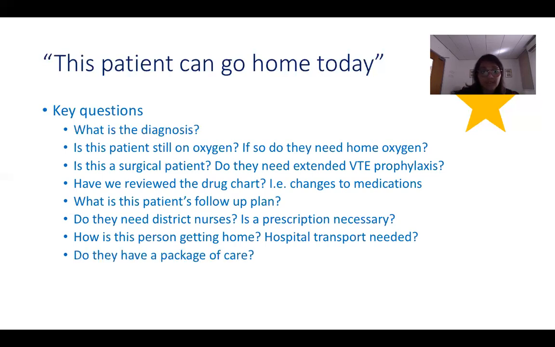Do they have a package of care? So I'm sure you will have seen it by now, but essentially on the wards, quite often consultants or registrars will say this person is medically fit or medically optimized, but that doesn't always correlate to when they actually go home. Because quite often they are awaiting a package of care. Either they need a new package of care or they need their package of care increasing. Whatever the reason is, you need to be thinking in your head, are we awaiting a package of care? Is it ready? Is this patient going home feasible today? And does the family need to be updated?